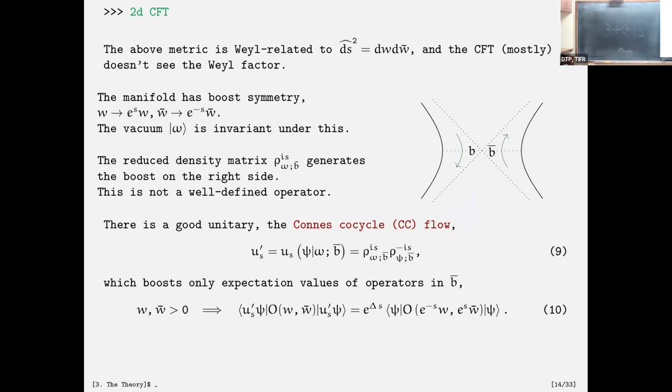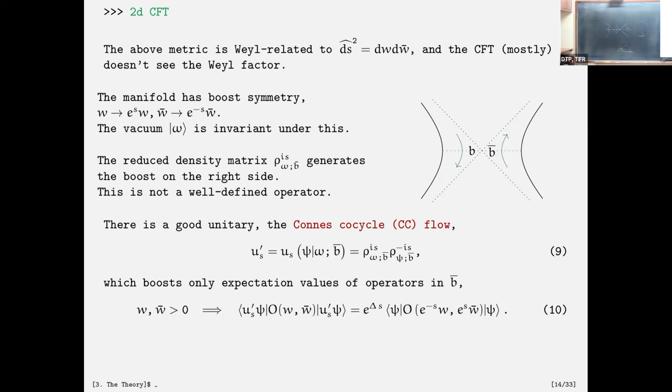Okay, good. And so now we know, because of the boost symmetry, the reduced density matrix of this omega generates this boost on only the right side. But because it's generating the boost only on the right side, it does something crazy here. It will create an infinite amount of energy at the horizon. So it is not a good option, just a bad option. But there is a good unitary which does something very similar.